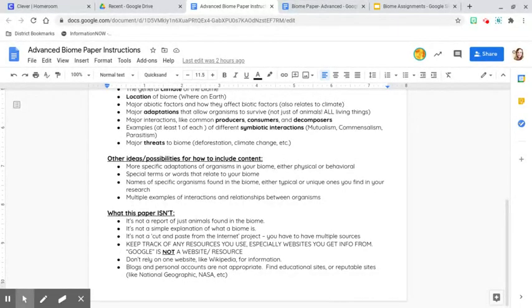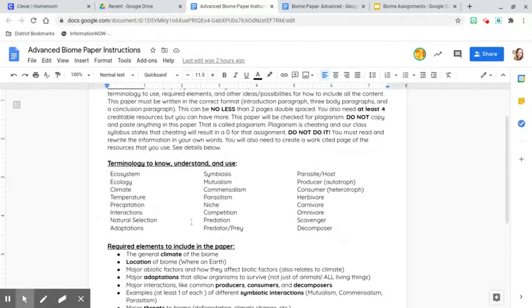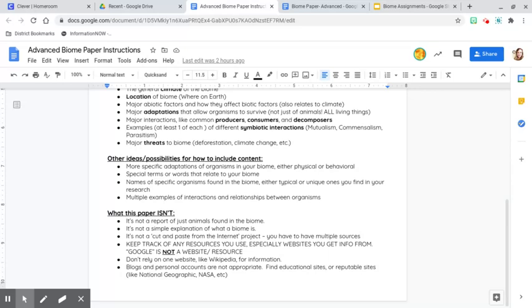More specific adaptations of organisms in your biome. So be very specific in what you are writing. The special terms or words related to your biome. So if you look up here in this list, all of these things are in every biome. However, some biomes have very particular things that are only related to them.